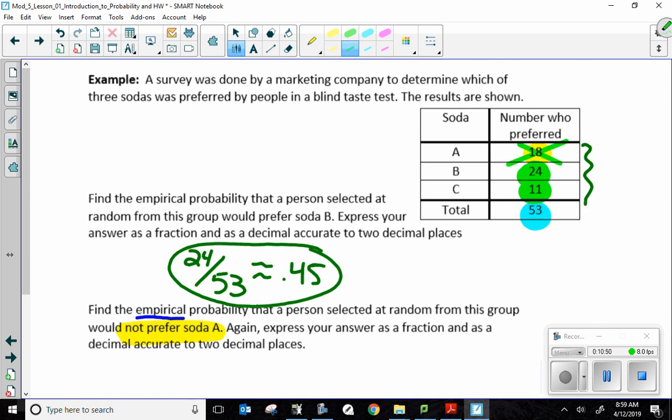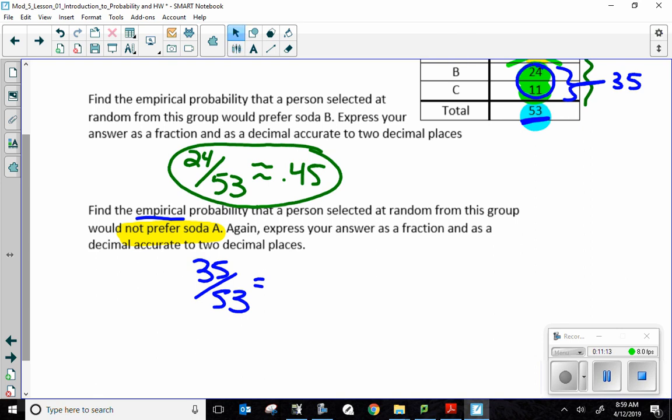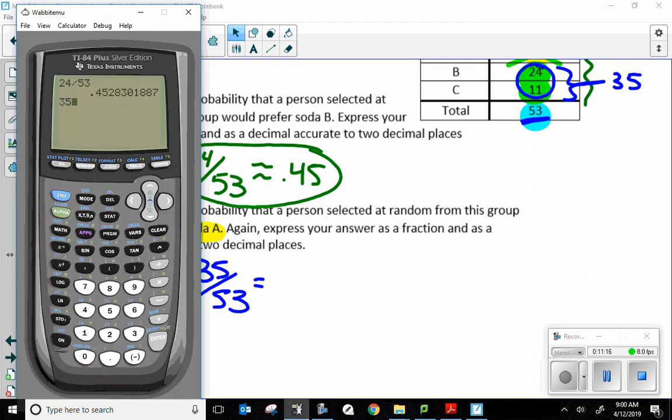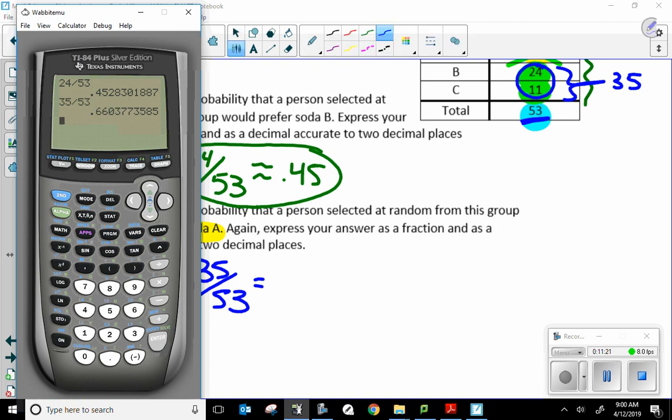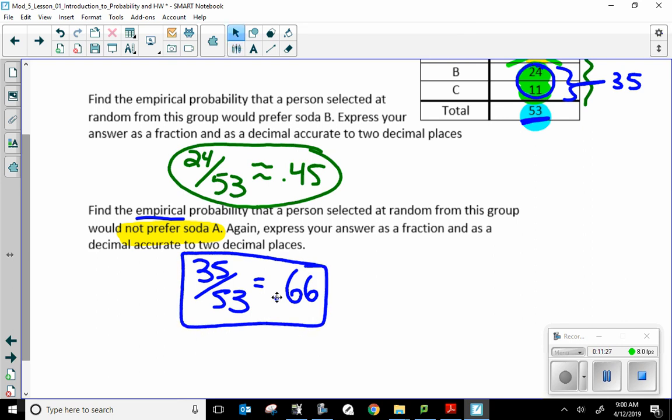So basically, who are the people who don't want A? It's all these people right here. 24 and 11 give me 35. This totals 35 out of my 53 people who would not prefer A. They either prefer B or C. So 35 out of 53. And again, I go to my calculator and do 35 divided by 53. This is approximately equal to 0.66. There you go. Working with a table with numbers in it is so easy, because the numbers are right there in front of your face.